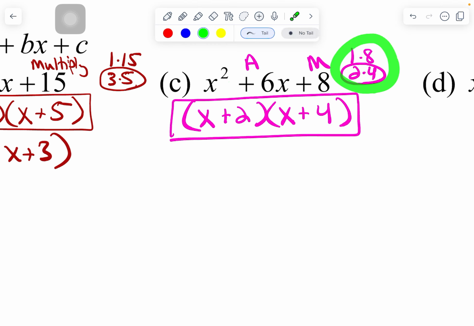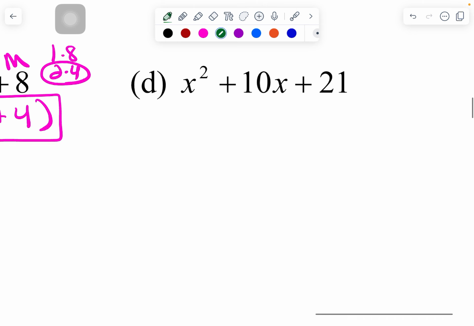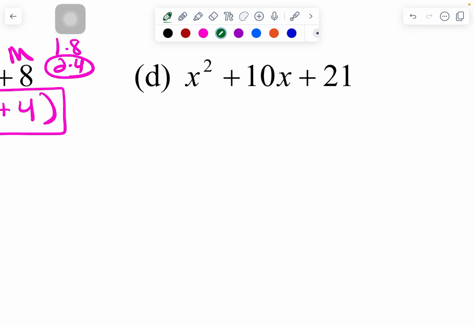Do you have to write these off to the side? Absolutely not. If it helps you, then do it, especially if you get into some harder numbers, or numbers that have more factor pairs. Sometimes it's a little bit more complicated to figure it out.